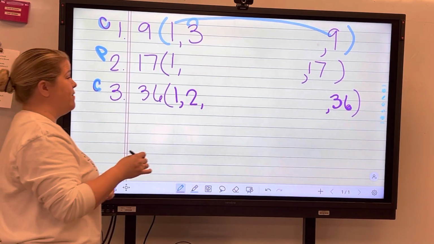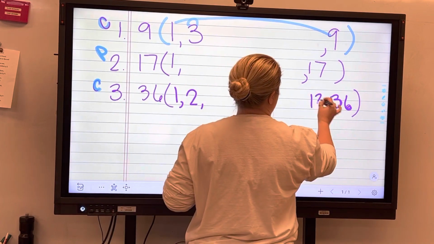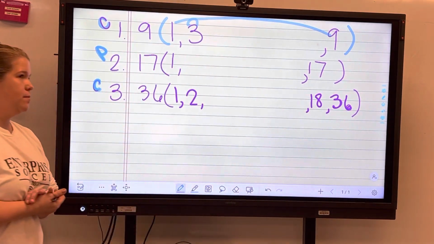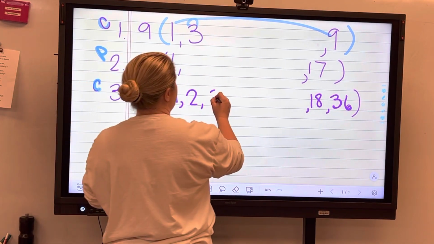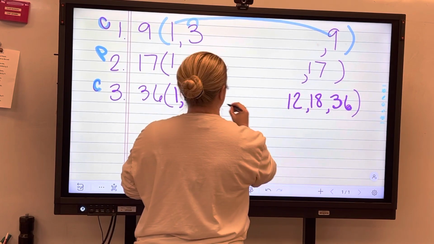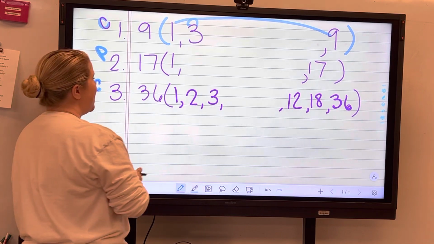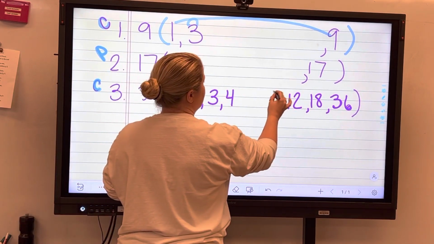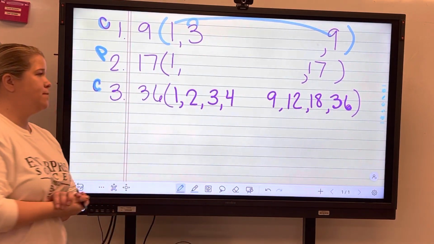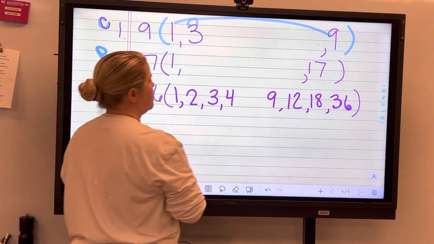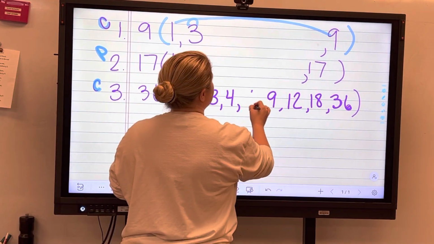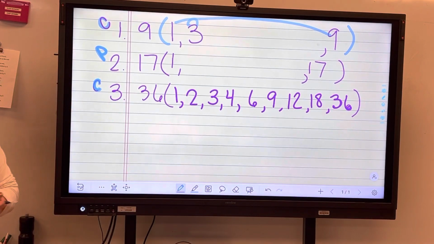2 and, if you don't know, you got to divide it. 2 and 18. Will 3 work? Yes. 3 and 12. Does 4 work? Yes. 4 and 9. Does 5 work? No. Does 6 work? Yes. 6 and 6. And I'm only going to put one 6. It starts repeating, so that you're done.